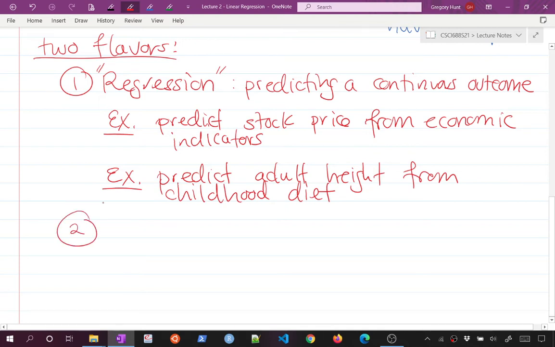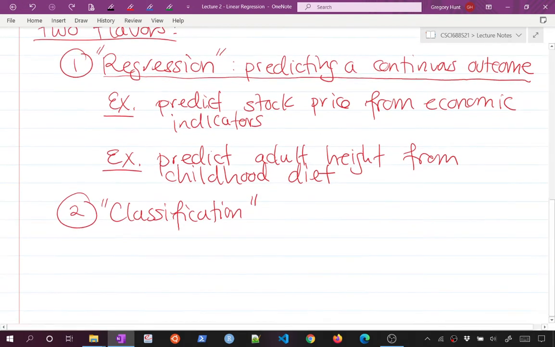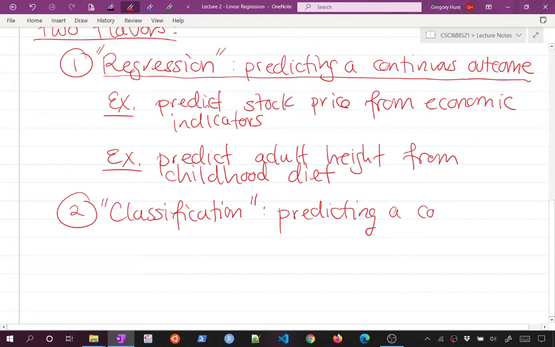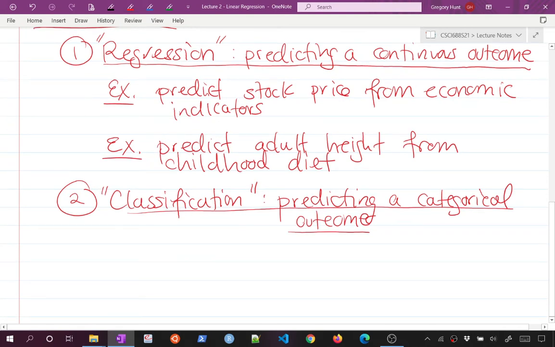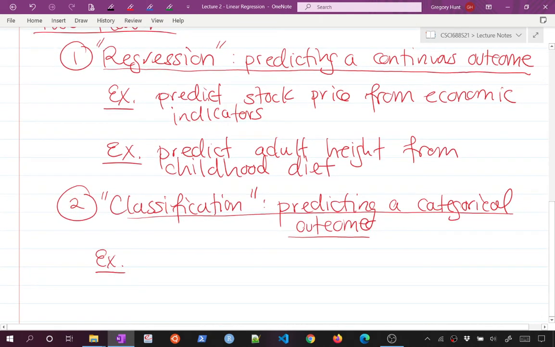The other flavor of a supervised problem is what's called a classification problem. So regression in our context broadly refers to just predicting where our y here is going to be a continuous outcome. When it's not continuous, we call that classification. So this is where we're predicting a categorical outcome. And in statistical learning literature, we're going to model these as discrete random variables. So some examples of a classification supervised learning problem.